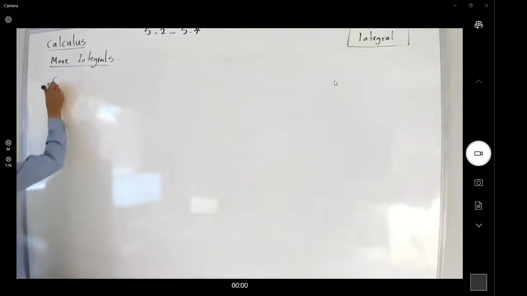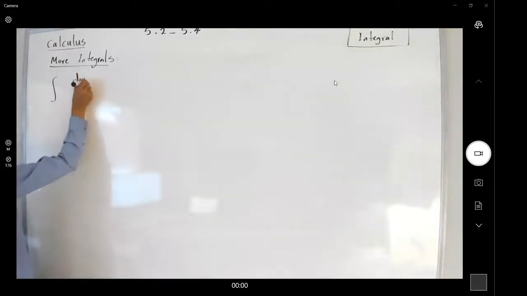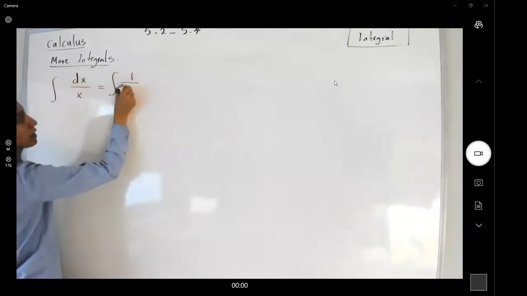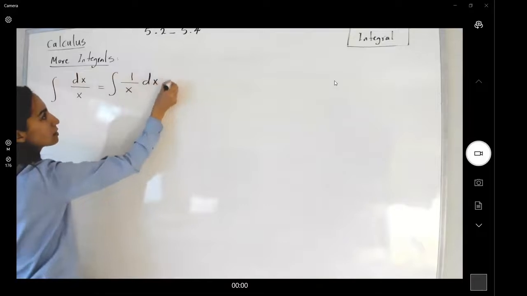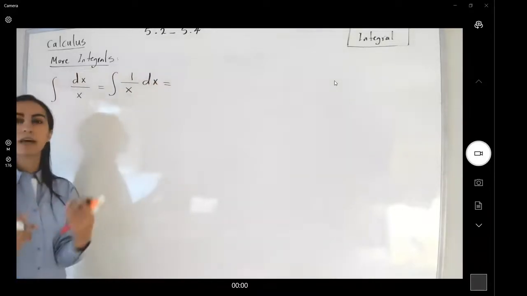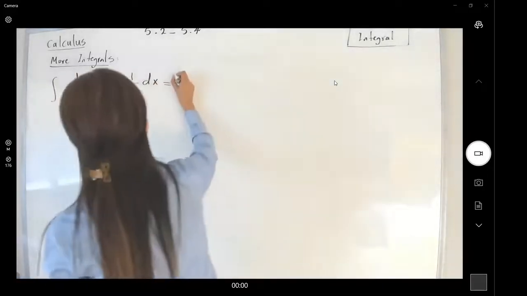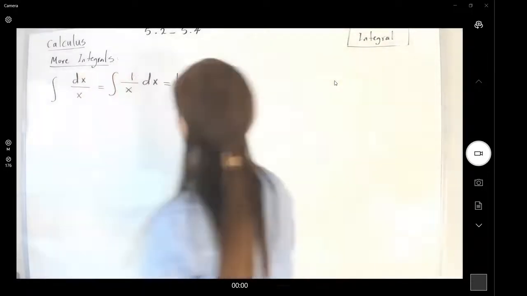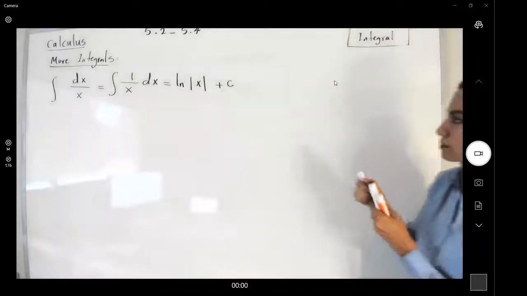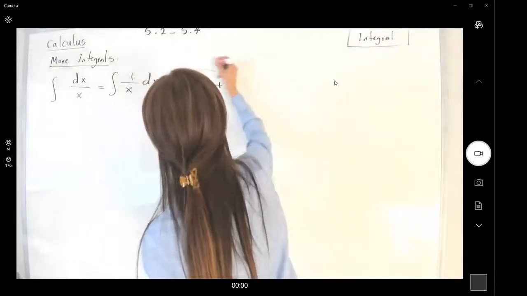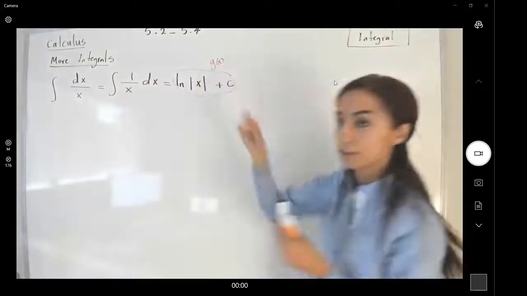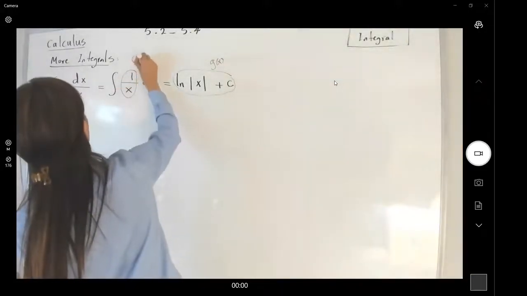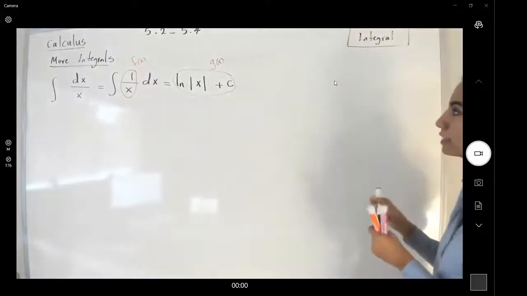So the integral of dx divided by x, or the integral of 1 over x dx, is equal to the ln function. So it is ln of absolute value of x plus constant c. This is your function g. You want to show that the derivative of function g is equal to function f, which is 1 divided by x. Okay, let's verify that.